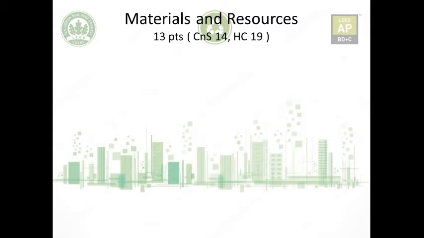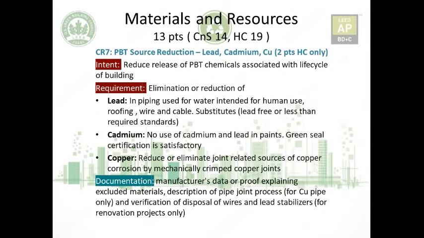Credit number 7, PBT or persistent bioaccumulative toxic source reduction. Previously it was for mercury, now it is focusing on lead, cadmium and copper, because there are some health issues associated with these three materials as well. So 2 points for healthcare projects only. The intent is to reduce the release of these chemicals associated with the life cycle of the building.